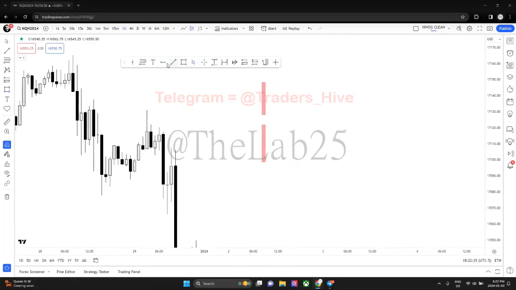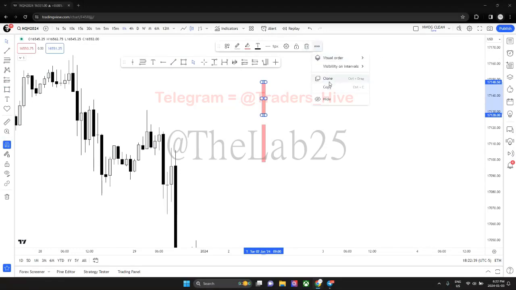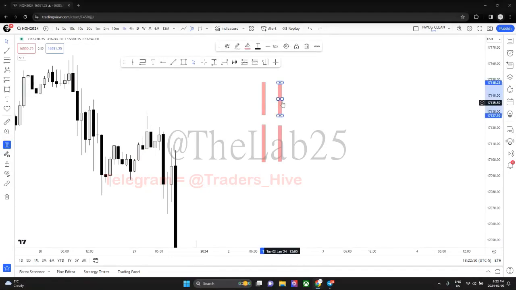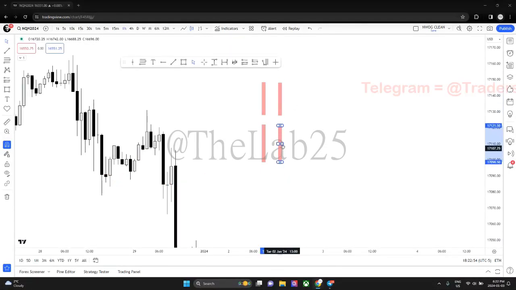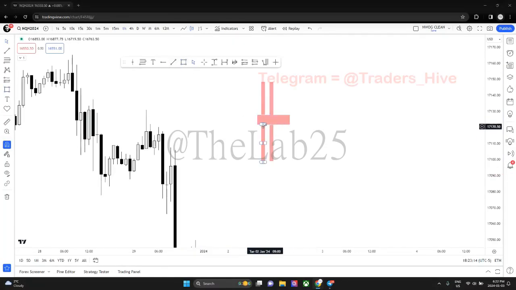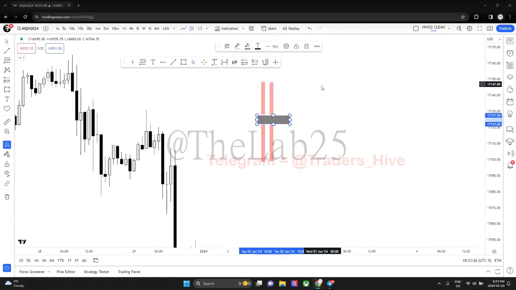This right here, this is a balanced price range, right? Probably easier to understand right here. You have two imbalances, and they're both fair value gaps. The fair value gap to the left goes through the other. So this is what a balanced price range is.